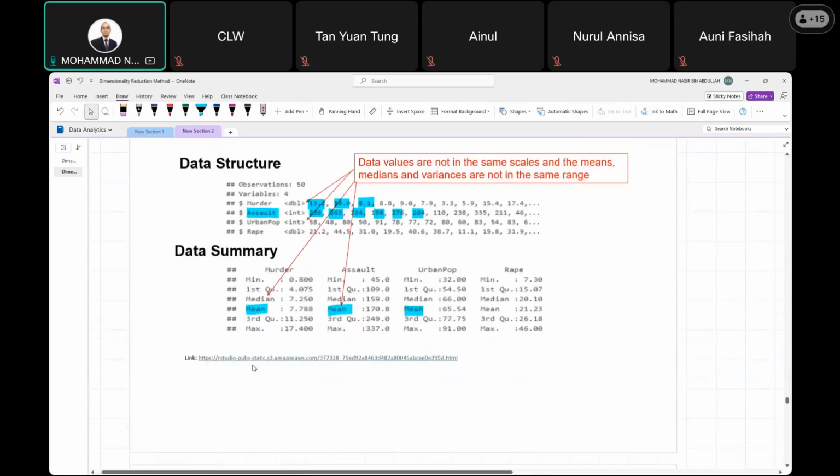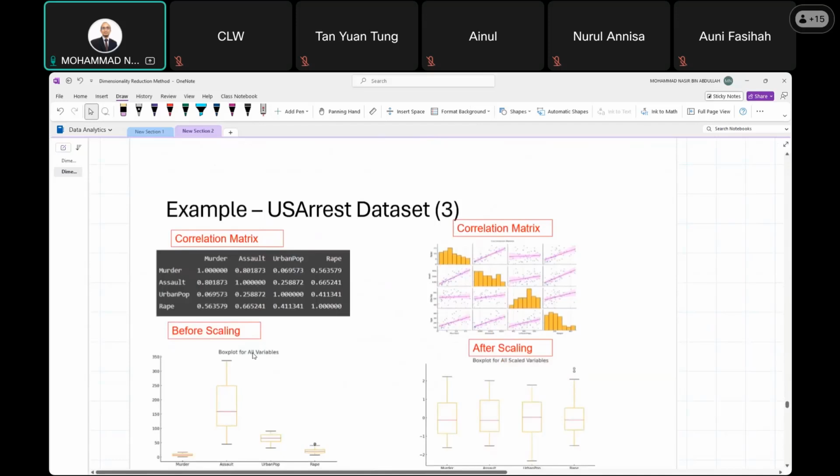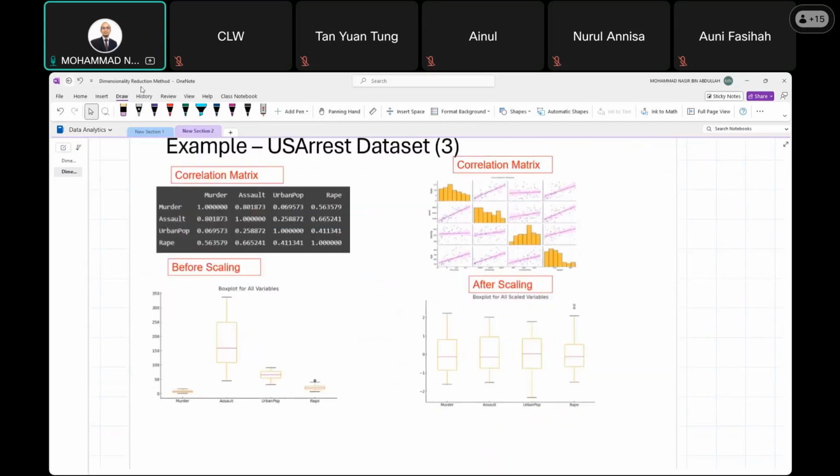zero. So we scale the data using the z-score, z equals x minus mu divided by sigma. This is the standard normal distribution formula. So this is a box plot before scaling, and this is a box plot after scaling. All the means are centered to zero.